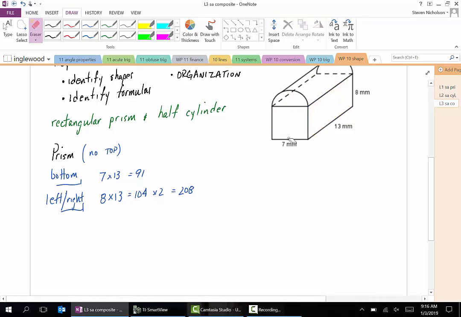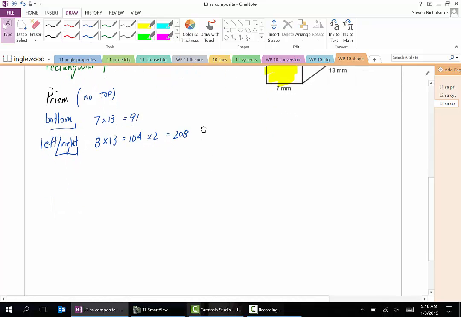Similarly, we're going to have the front and the back. So again, here's what I'm looking for here. Here's the front, and there's the back. And in doing that, we have the same idea as above.